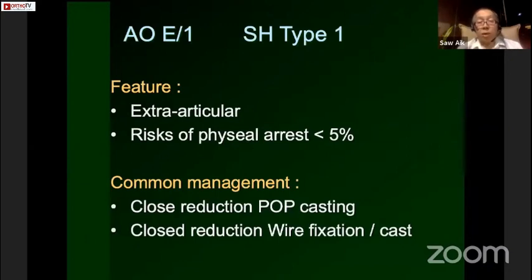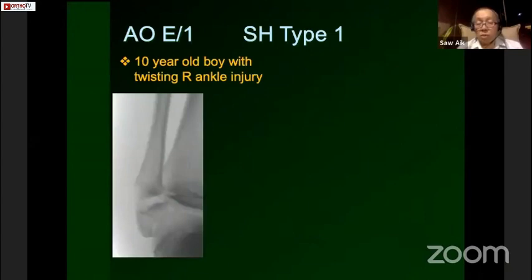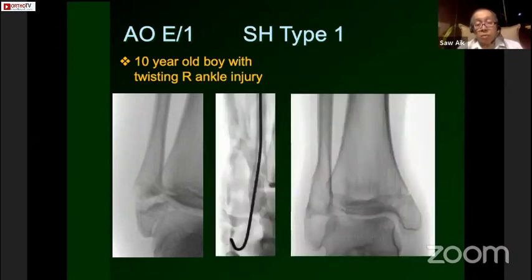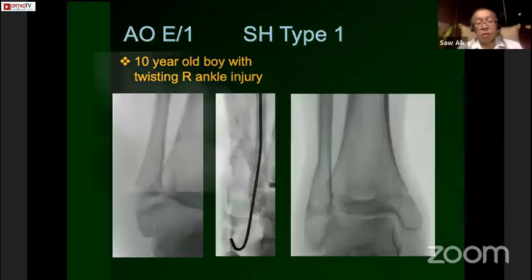Now, AO E1 or Salter Harris type 1, this is extra-articular with a lower risk of physeal injury. Quite often, we can treat non-operatively. Now, this is a 10-year-old boy with twisting injury over the ankle. So this is type 1 fracture separation. But since this is intra-articular, it was reduced and fixed with one wire and it healed up very well.